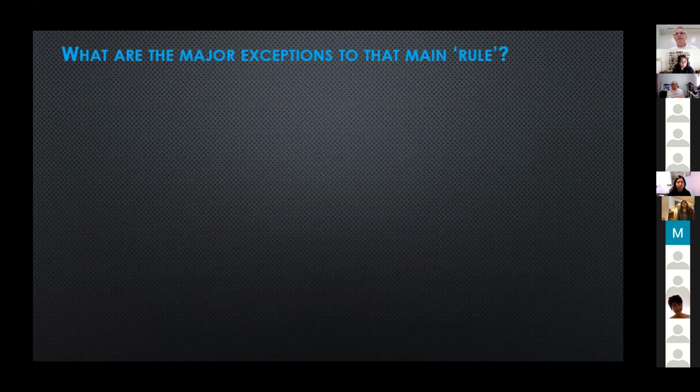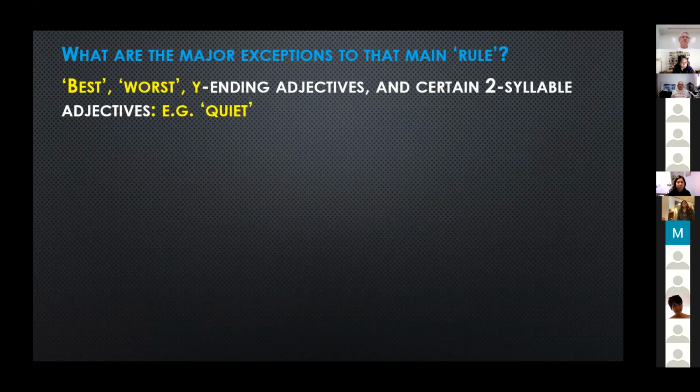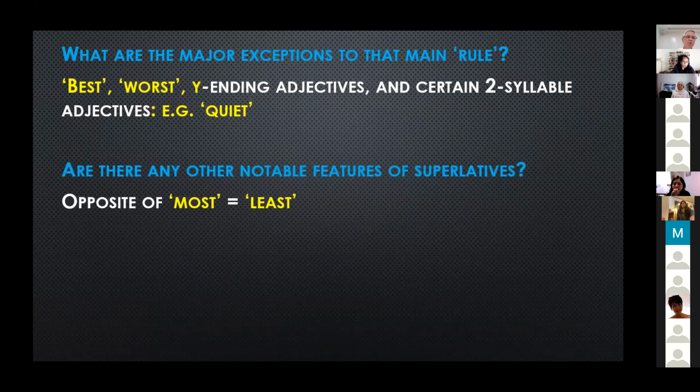Moreover, there are a lot of exceptions to the main rule. Now, okay, maybe we can teach them, but look, there are quite a few. Best, worst. Adjectives that end in Y, busy, busiest. Some two-syllable adjectives don't follow the rule. Quiet, quietest, and so forth. And then there's more. Are there any other notable features that we should teach? Well, yeah, here's one. The opposite of most equals least.